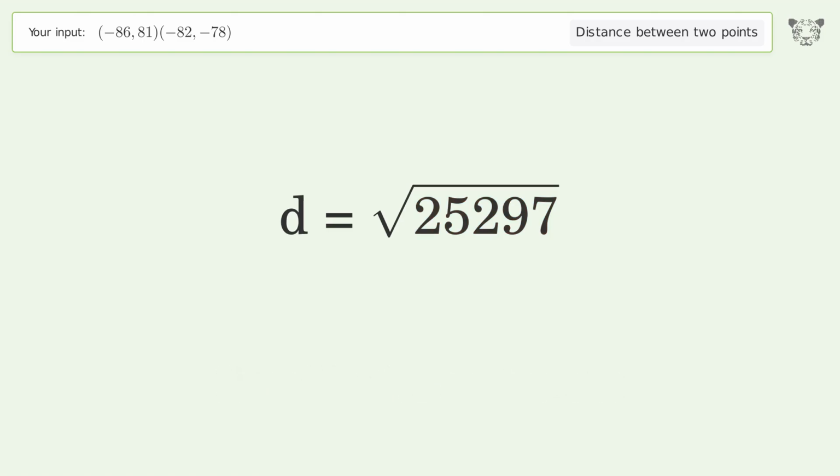And so the distance between the 2 points is the square root of 25,297, or 159.05.